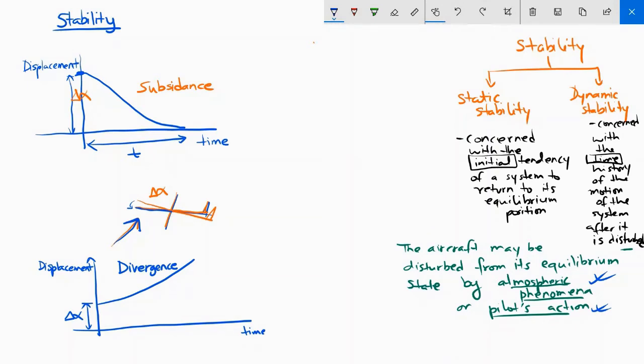Now, another possibility is, let's say this gust of wind comes and it hits the fuselage, the wing, and it changes the angle of attack by delta alpha, and the aircraft just stays at this new angle of attack. Okay, then in that case, the displacement versus time plot will look like this. So you displace the aircraft by delta alpha, and it continues to stay at delta alpha. So this is neutral stability.